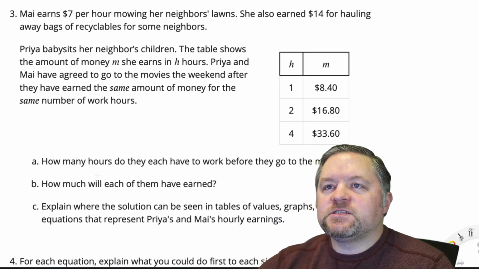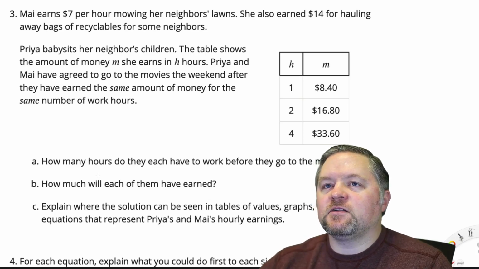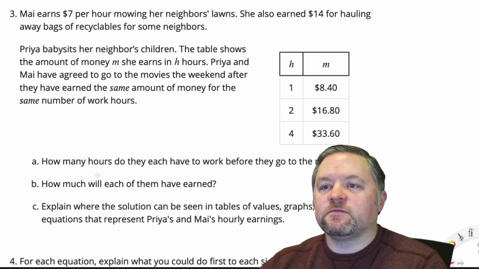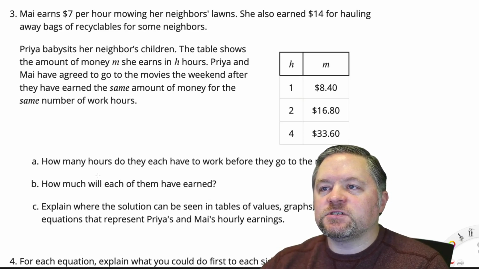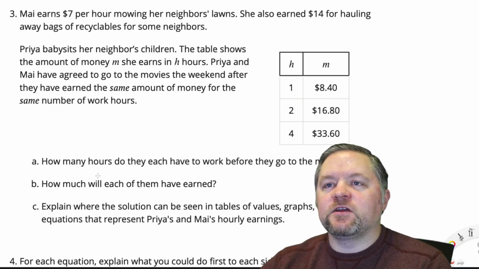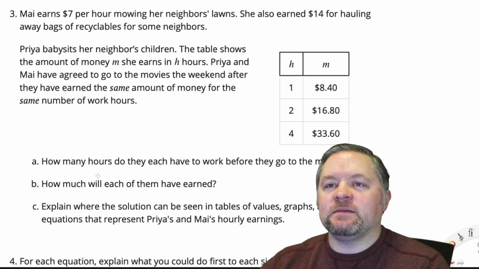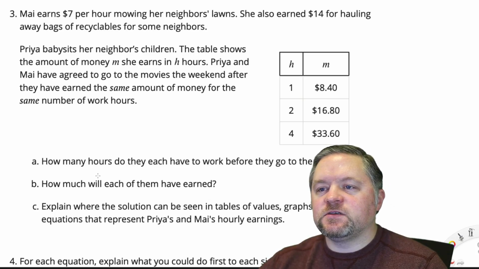Okay, Mai earned $7 per hour mowing her neighbor's lawns. She also earned $14 for hauling away bags of recyclables for some neighbors. Priya babysits her neighbor's children. The table shows the amount of money M she earns in H hours. Priya and Mai have agreed to go to the movies the weekend after they have earned the same amount of money for the same number of work hours. How many hours do they each have to work before they go to the movies?